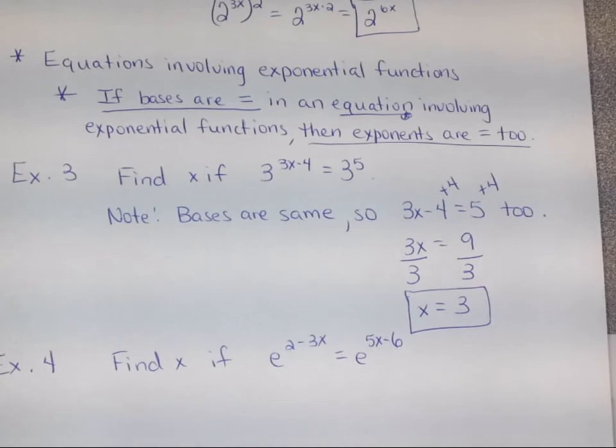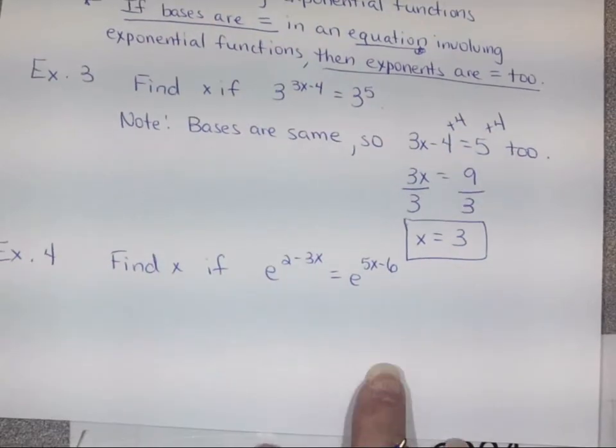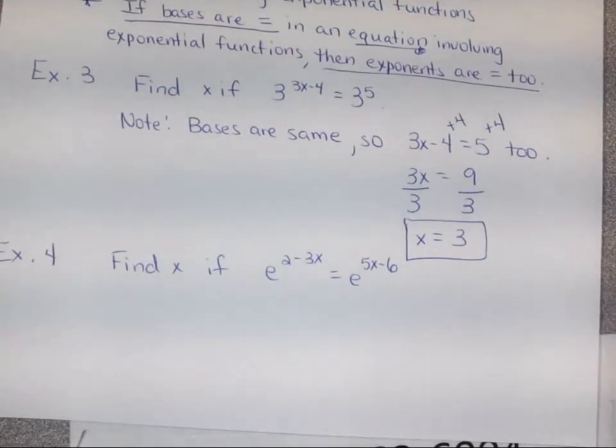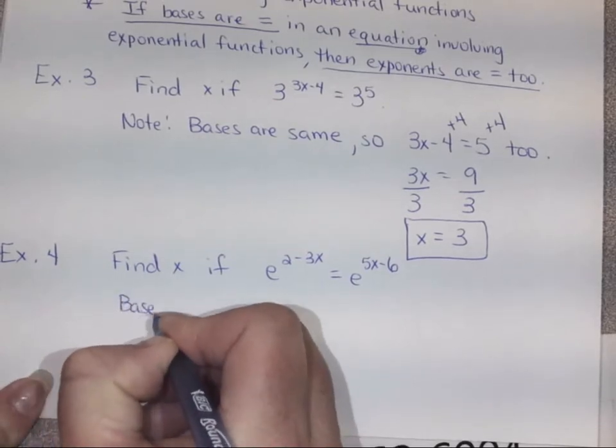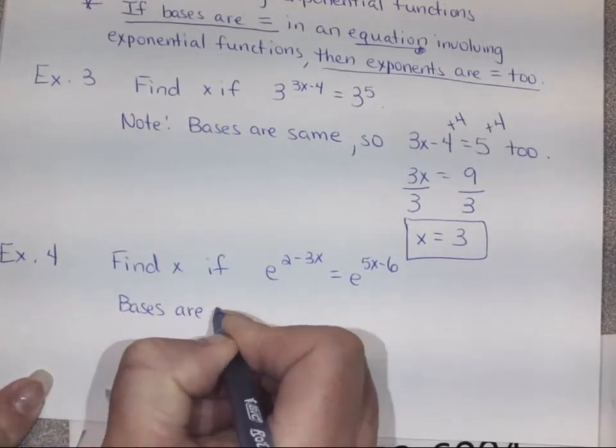So this one might look a little more difficult. Why does it look a little more difficult? What's the base this time? E, and E, remember, is that weird number 2.718281828 forever and ever and ever. Okay. But honestly, it doesn't really matter what the bases are. We just want to note that they're what? Yeah, they're the same. So the bases are equal.